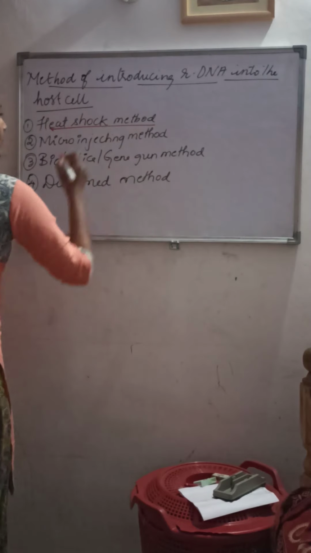Now let us discuss and understand what all this is about, and we will study them one by one. What is the heat shock method, what is the micro-injecting method, what is the biolistic or gene gun method, and what is the disarmed method. So moving on to the very first one, it is the heat shock method. So what is this heat shock method?